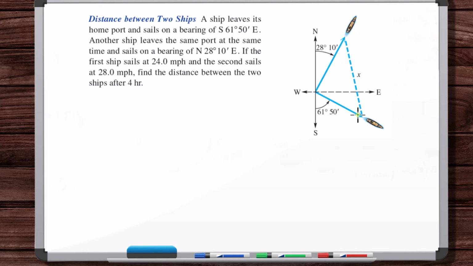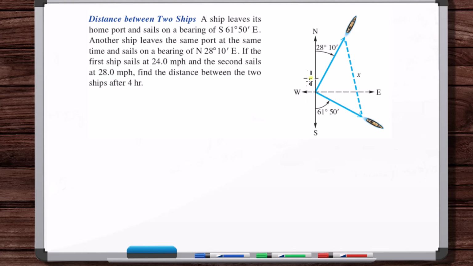So there's its direction. The other ship leaves at the same time, north 28 degrees, 10 minutes east. So we go from the north line, then the acute angle, 28 degrees, 10 minutes, and then either west or east, and it's saying east. So it's going in this direction. And then it's saying after 4 hours, what is the length of this line, which is labeled as x?